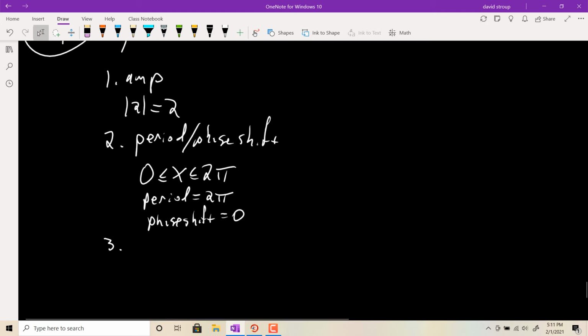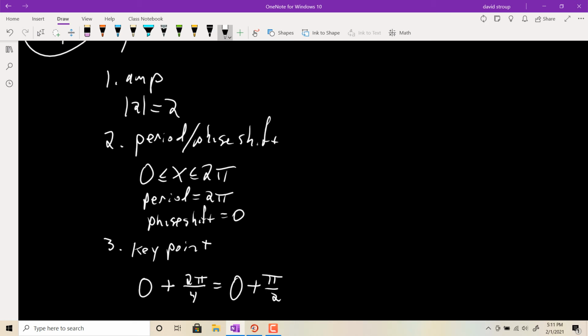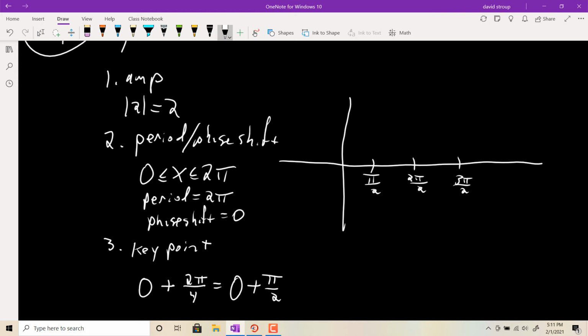Thirdly, then, you're getting your key points, so you're just taking the period and dividing by 4 this time. If you want to think of it as a starting place plus some number, the starting place is 0, and then you're adding in the period, which is 2 pi, divided by 4, so you end up with 0 plus pi over 2. So you're basically going by pi over 2's starting at 0. Okay? So pi over 2, 2 pi over 2, 3 pi over 2, 4 pi over 2, which is 2 pi, which will give us 1 period. Okay, and the amplitude again is 2.